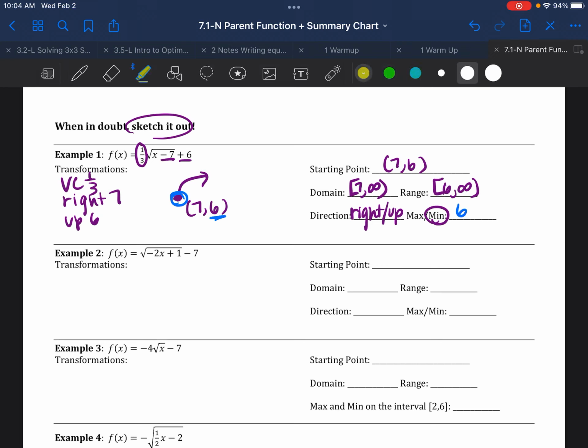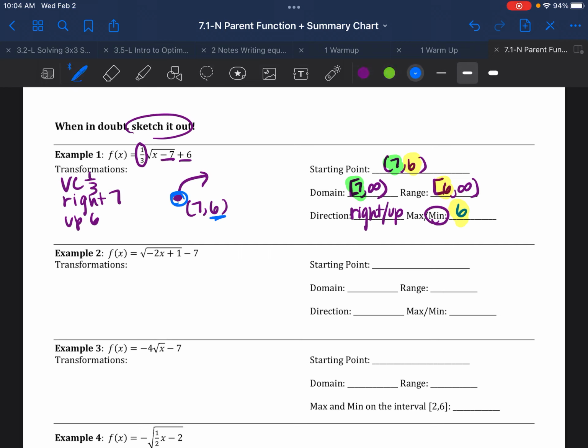And so it's important to note that this number and this number are the same. Your y values are going to be the same. And then here, this number and this number will always be the same.